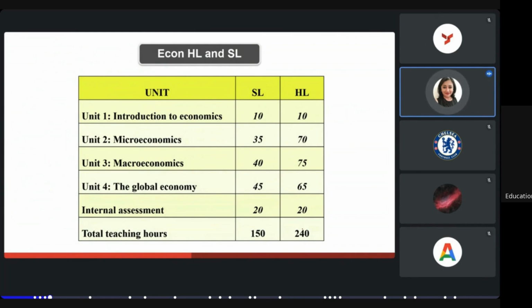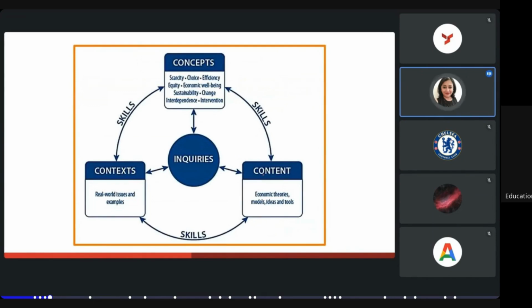Now, grounding to the exam, I want you all to notice, whatever level you are following, the number of hours IB has given to that unit. For example, for microeconomics, for HL students, it's 70 hours of work. So obviously this unit is very, very important. For SL students, global economy has been devoted the maximum amount of time. So this is where your attention should lie.